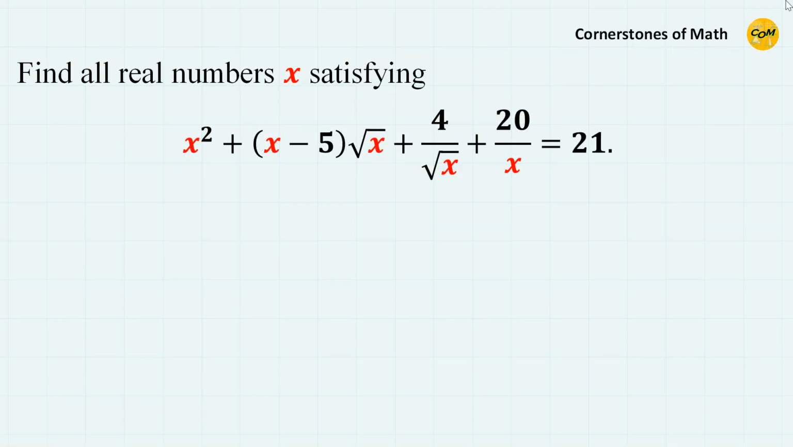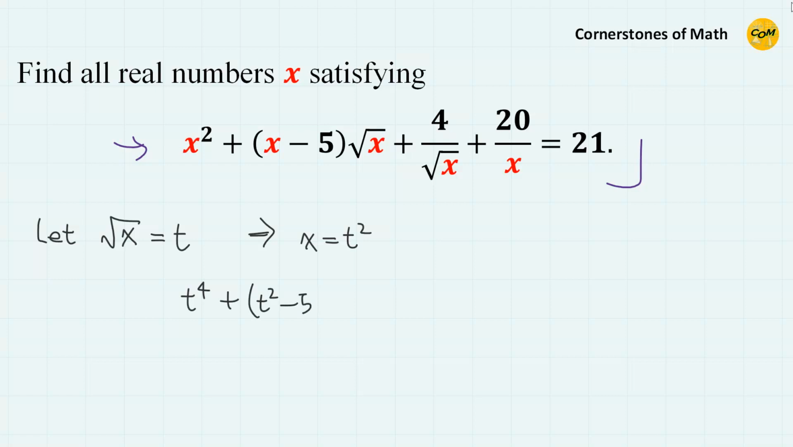Today we will find real numbers x satisfying the equation x squared plus x minus 5 times square root of x plus 4 over square root of x plus 20 over x equals 21. Well, the first obvious step is to make it simpler, so let us make a substitution: square root of x as t. Then x equals t squared, and we have t to the power of 4 plus t squared minus 5 times t plus 4 over t plus 20 over t squared equals 21.